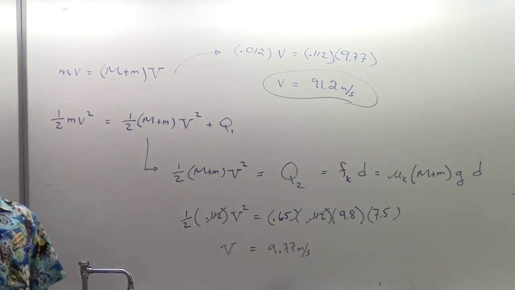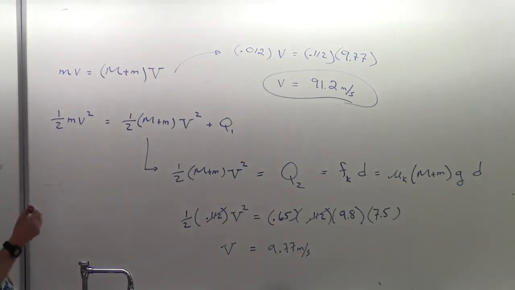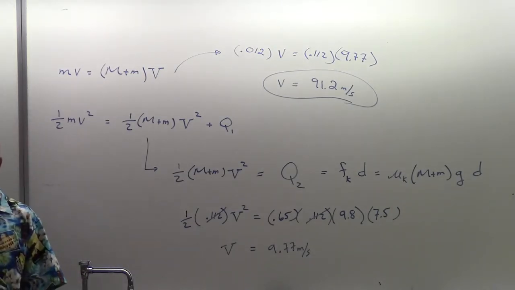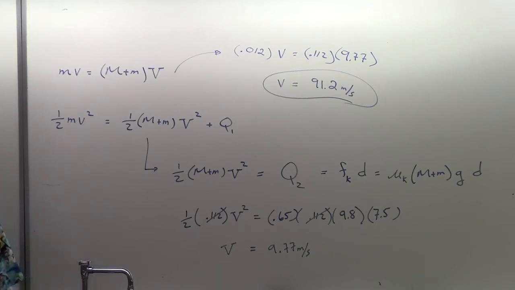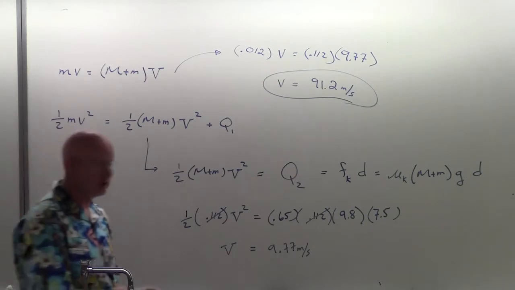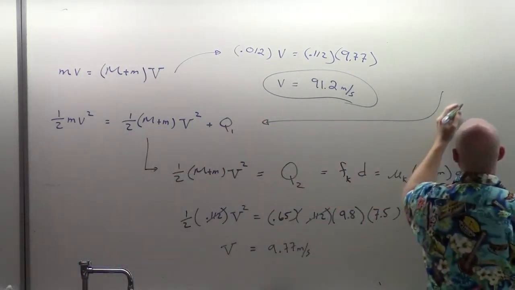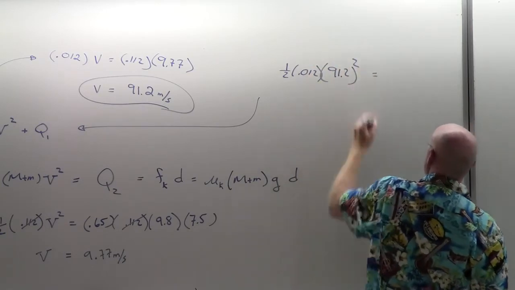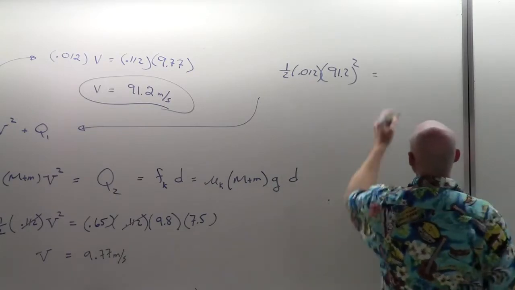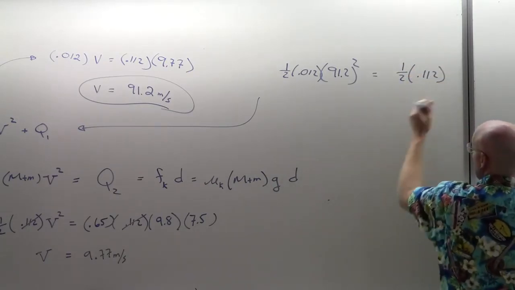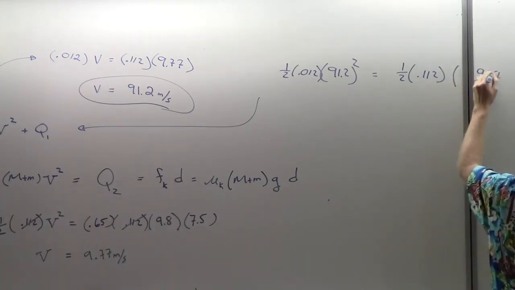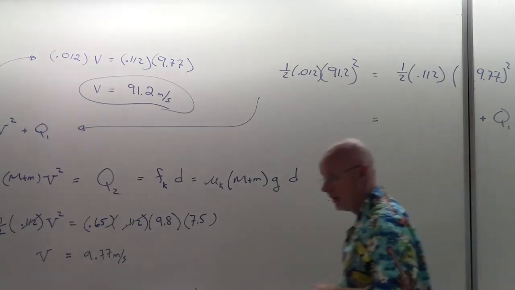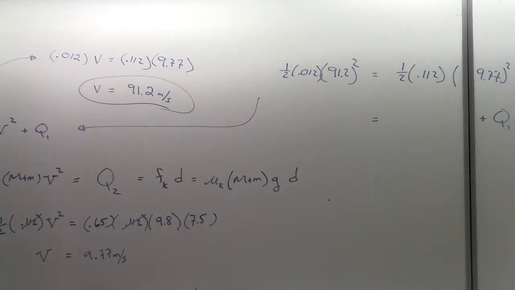They didn't ask it, but I think it would be worth taking the time and saying, how much is converted into heat here during the impact? Well, we have enough information to answer that, although it wasn't really asked for, but we didn't really even use that equation. And so I'm going to say here that I have this 1/2 times the 0.012 times the 91.2 squared. That's the kinetic energy of the thrown piece of clay. Then the 1/2 0.112 times this speed of 9.77 squared. Is the amount of energy that's converted to heat on this piece of clay.